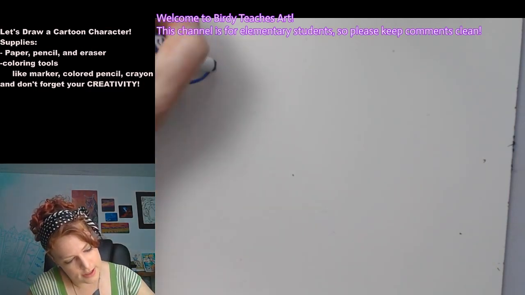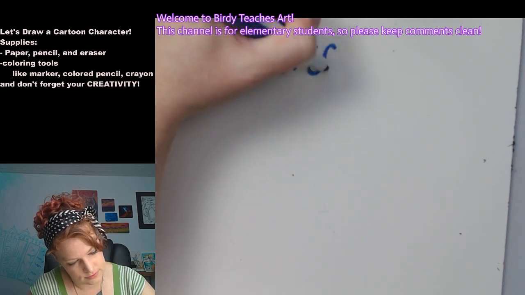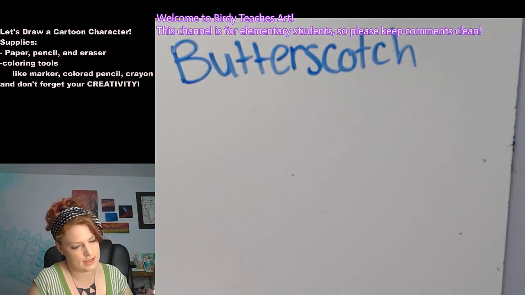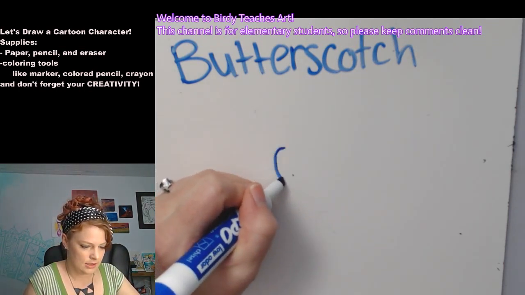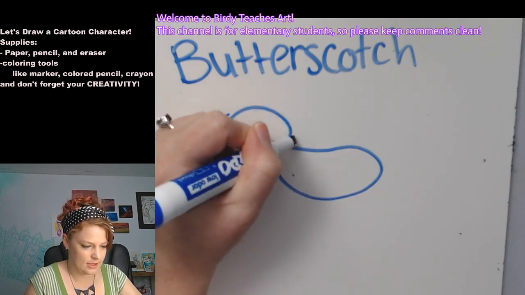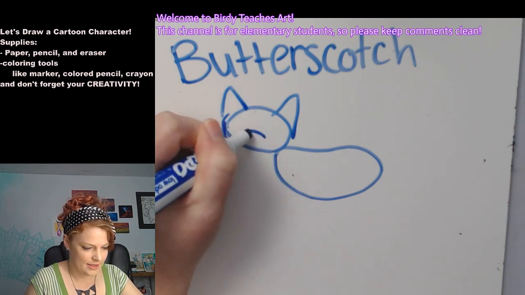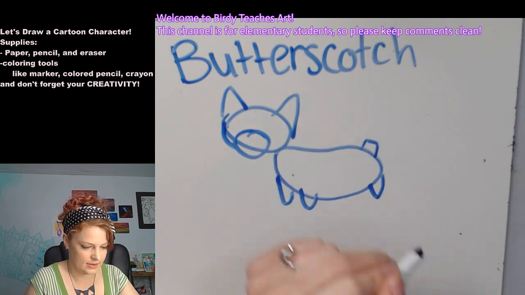So Butterscotch, he's a corgi. Okay, so if you know corgis, they're long, shaped like that. They have those pointy ears and a snout, right? But then they have short little stompy legs and a little tail like that.